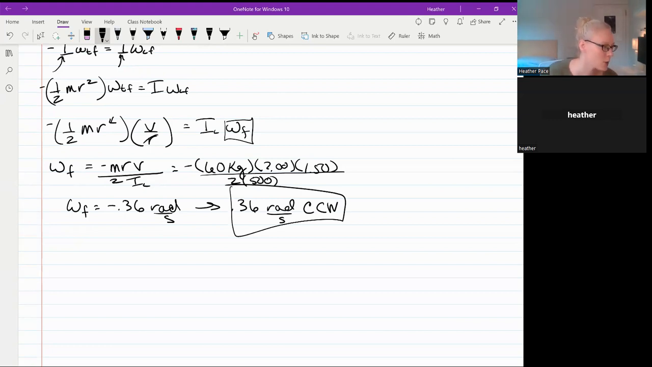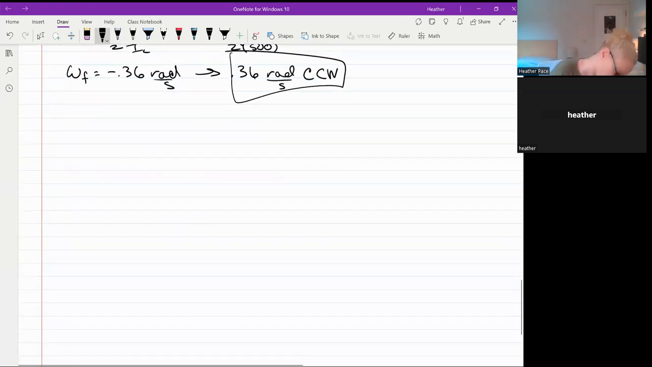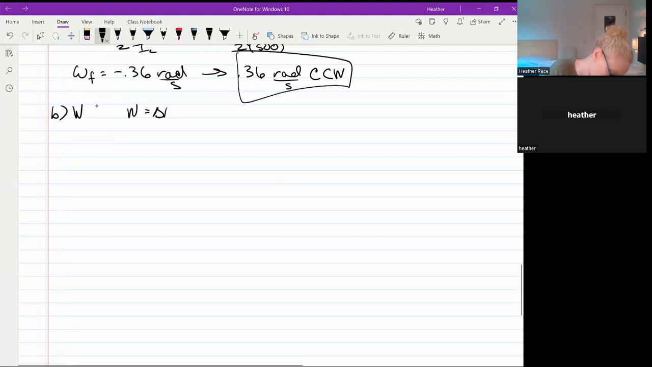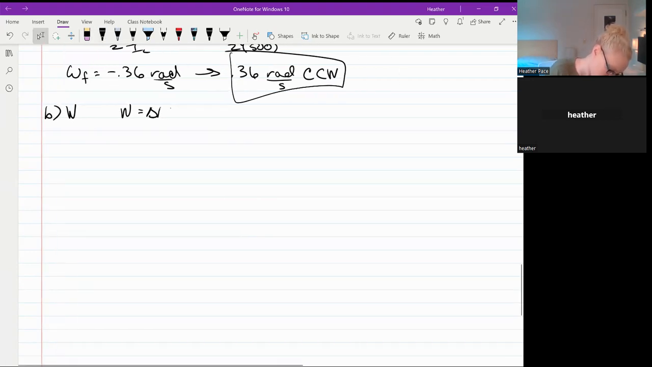All right, B, how much work does the woman do to set herself and the turntable into motion? Okay, so omega naught is 0. So how much work is she doing to get herself and the turntable moving? So we're looking for work. And we know that work is really just the change of kinetic energy.